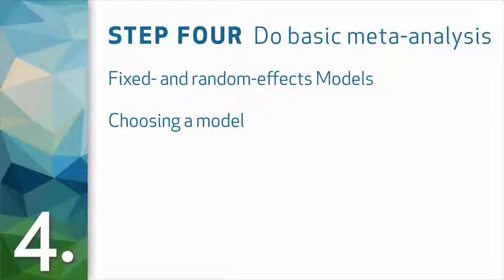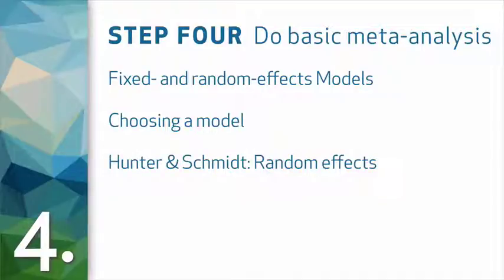A homogeneity test that yields non-significant results would support homogeneous population effect sizes and therefore a fixed effect model. All right, so we've decided on a model. Next, we need to choose a method. We have two methods to choose from: Hunter and Schmidt or Hedges and colleagues.